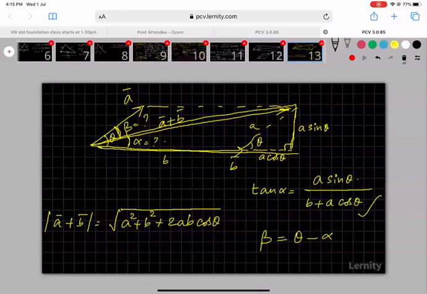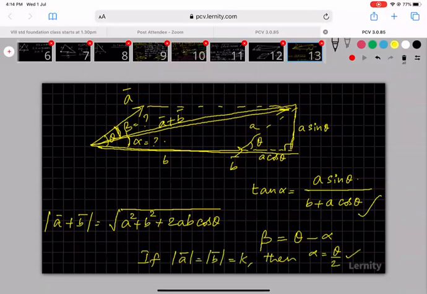Understood? However, if the magnitude of A bar is equal to the magnitude of B bar, equal to K, then the diagonal would be an angular bisector, which means alpha is equal to theta by 2. Directly you can say that. You can in fact prove it with this equation. Okay, I will leave it to you. Try to prove it yourself.